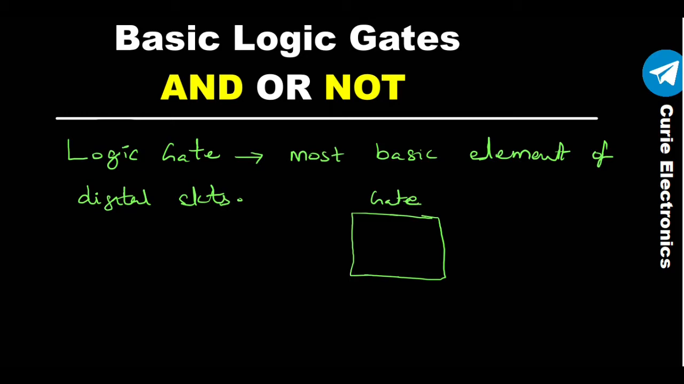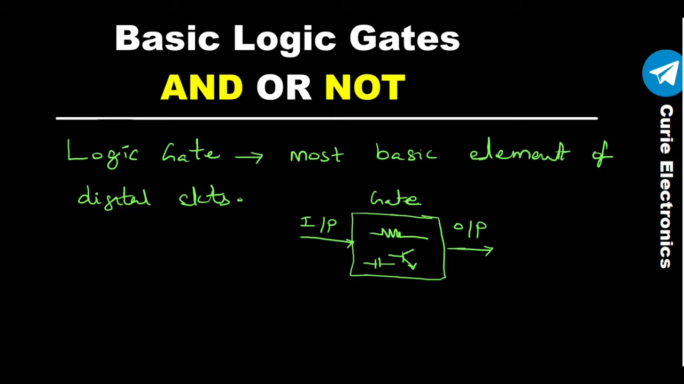It is made up of electronic components like resistors, transistors, capacitors and MOSFETs. With the gates, we are only concerned with what is the input given to the gate. We will give input to the gate and we will get output from the gate. So the gates are used to implement different logical functions and operations.